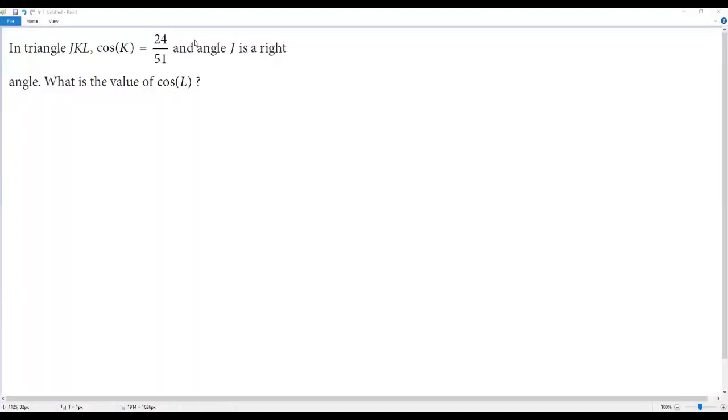Here we have a SAT math question. Okay, let's go through the information. In triangle JKL, cosine K equals 24 over 51 and angle J is a right angle. What is the value of cosine L?